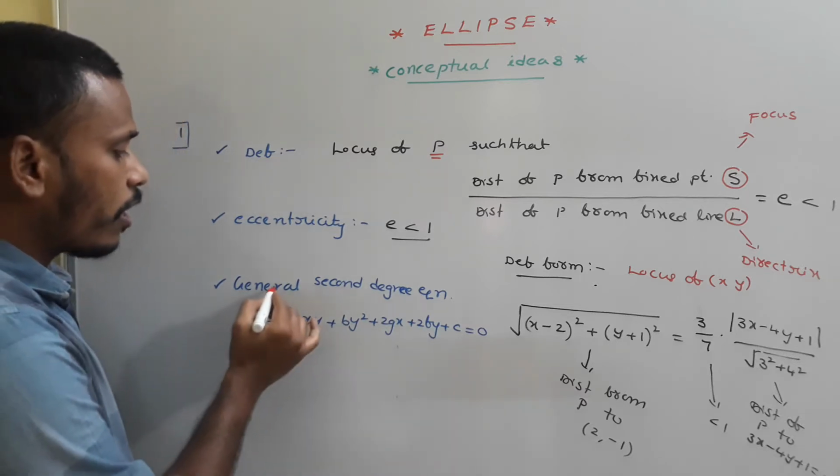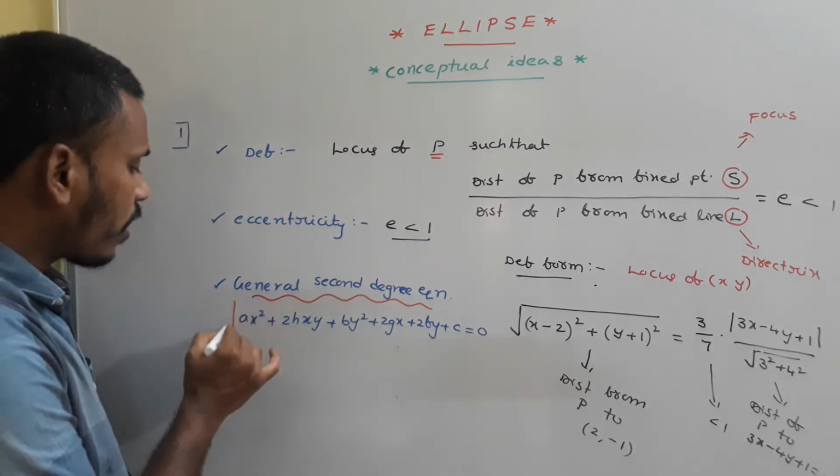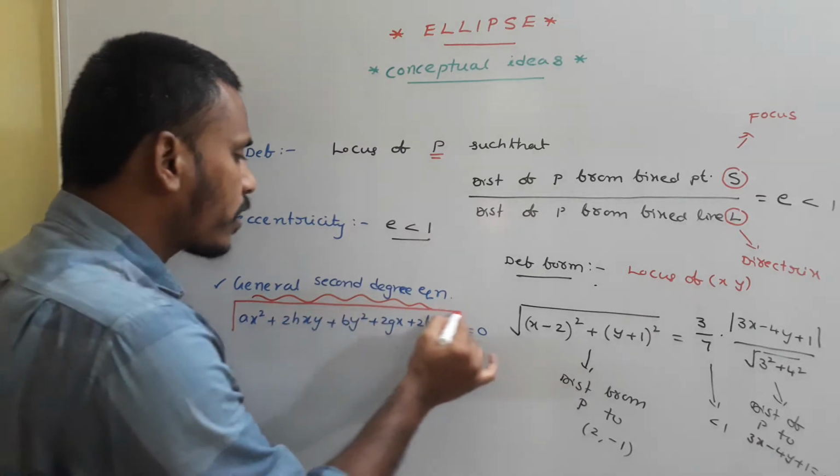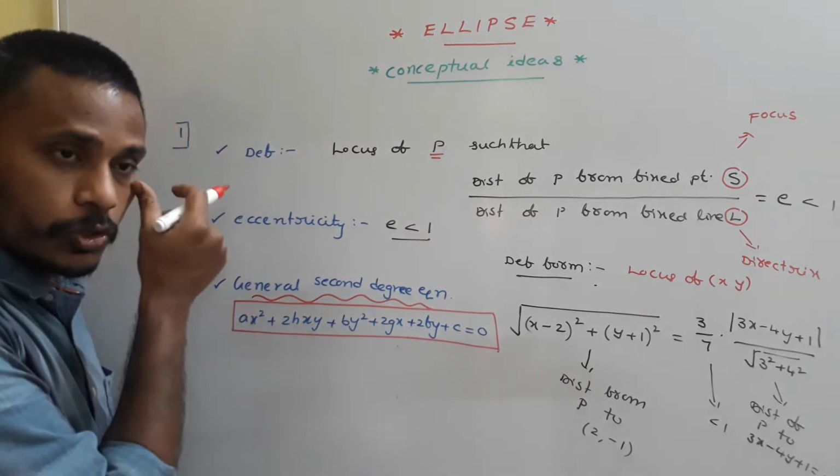The general form is derived from the general second degree equation. We have a general second degree equation like this: ax square plus 2hxy plus by square plus 2gx plus 2fy plus c equals 0.